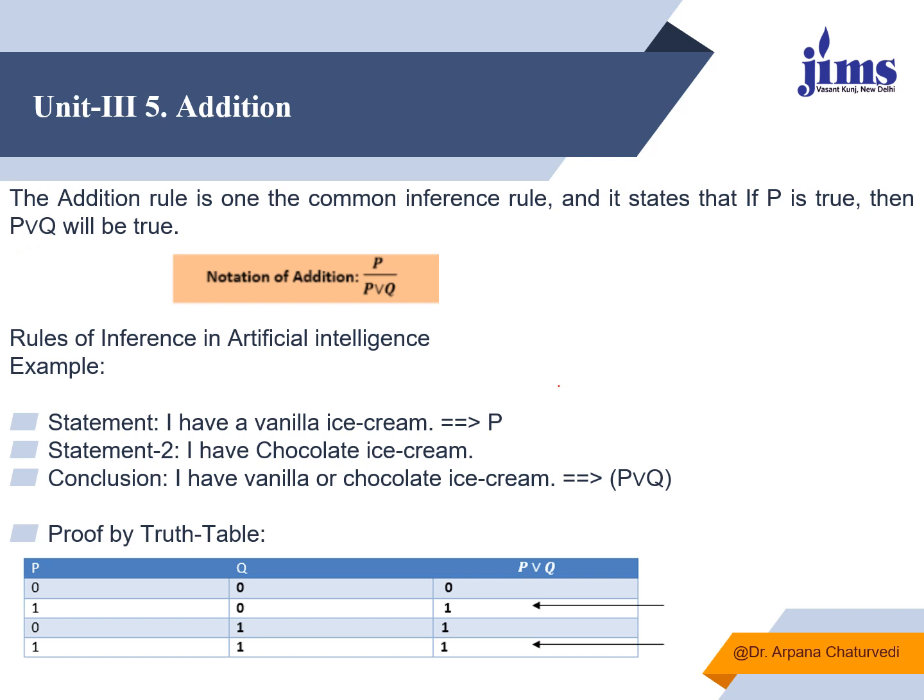So what we learned here is, if P is true, then P or Q is also true. In case P is true over here, then P or Q is also true over here. No matter what the value of Q is, because Q either will be having chocolate ice cream or not having, as P is true, definitely P or Q will also be true. If I'm saying I have a vanilla ice cream, then it is also true that I am having a vanilla or chocolate ice cream.